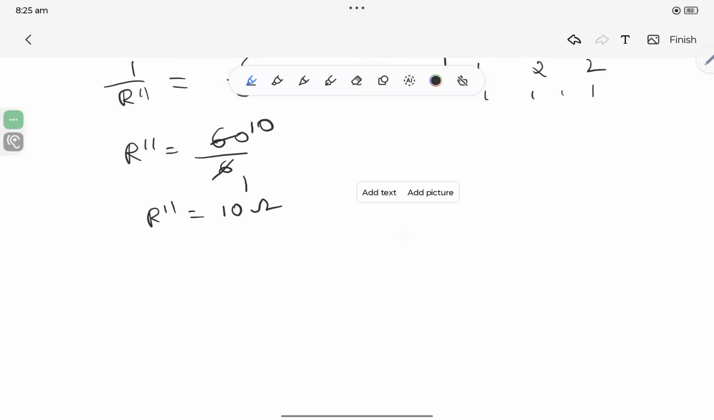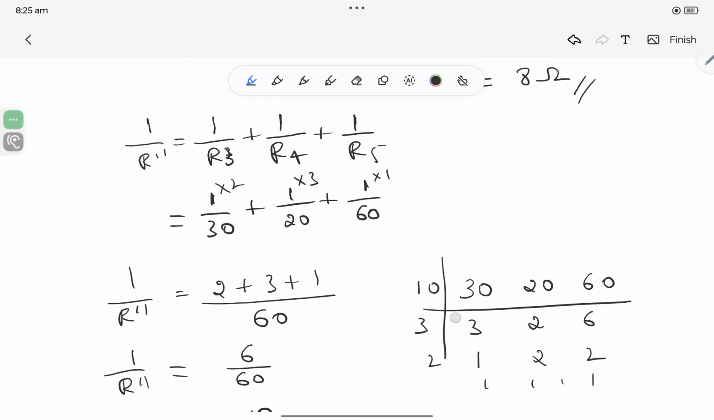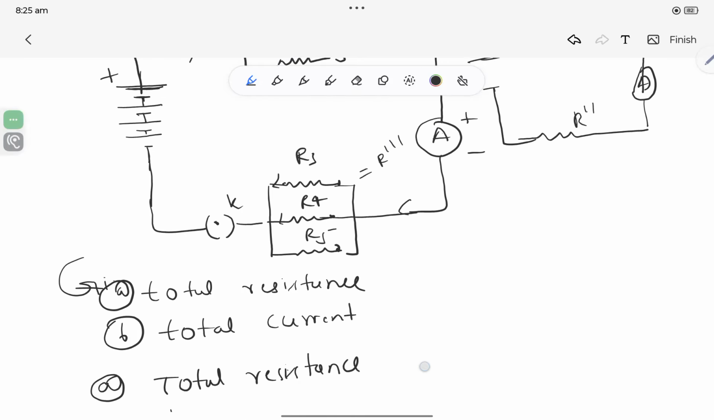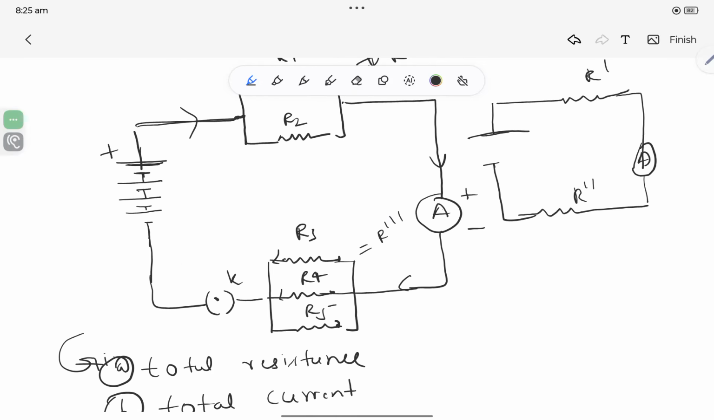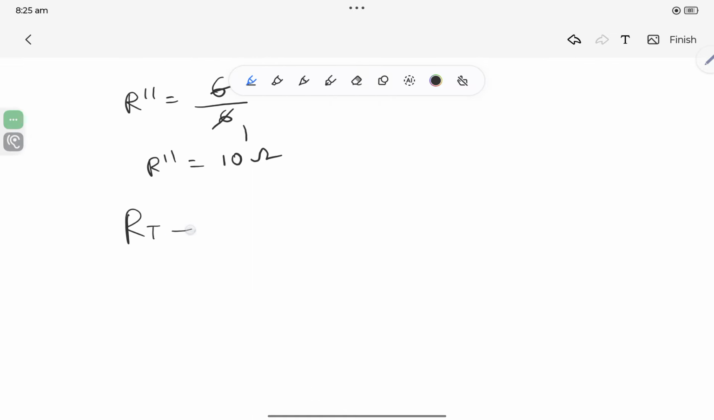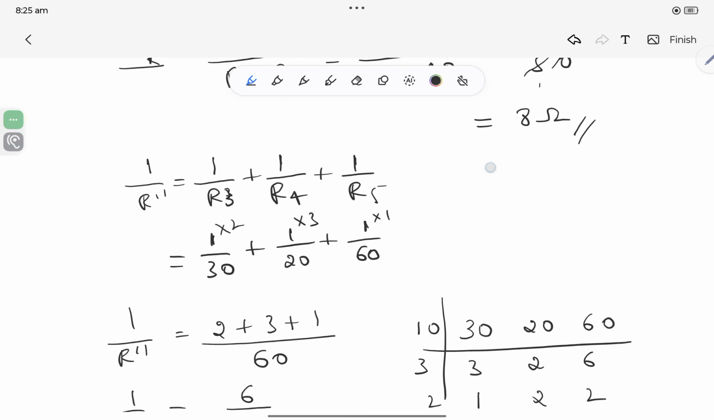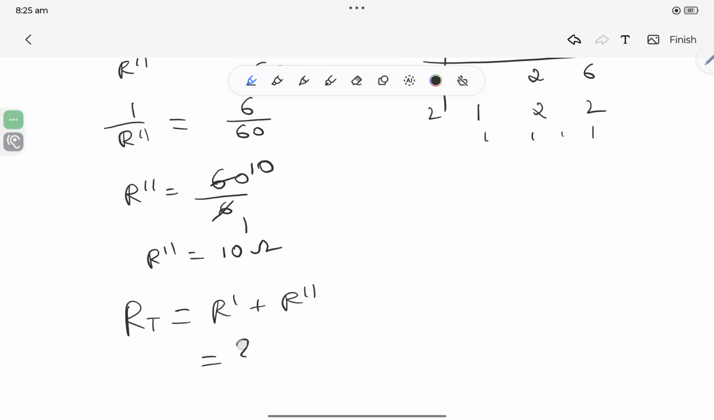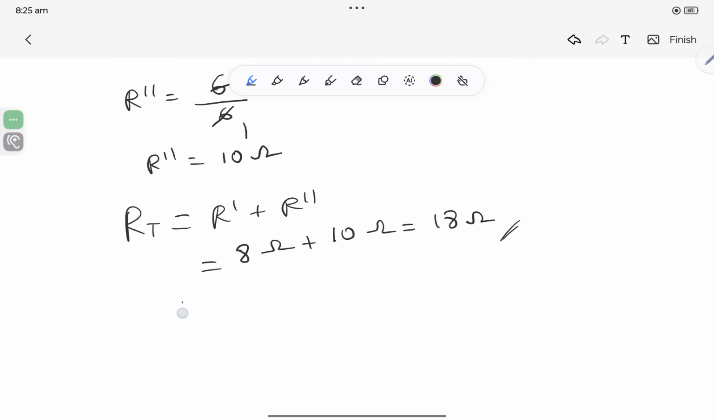So what we want is R total. To find R total, this R dash and R double dash will become series. See here. So what is the series formula to find the equivalent? That is R dash plus R double dash. R dash, what we got? We got R dash is equal to 8 ohm, right? Yes, 8 ohm. 8 ohm plus 10 ohm is equal to 18 ohm. R total is equal to 18 ohm.